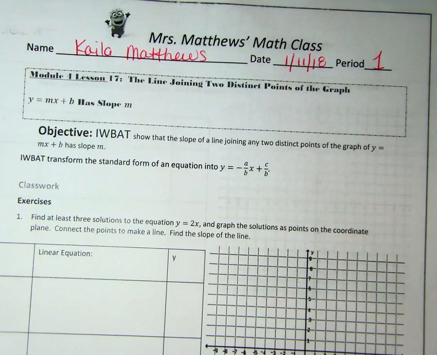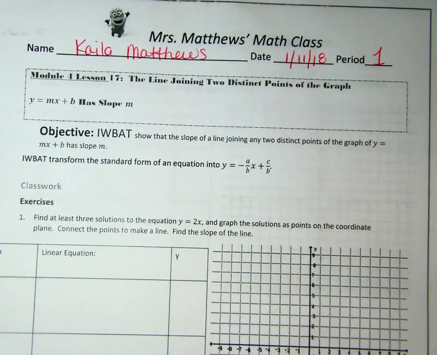Today we're going to be working on Module 4, Lesson 17. The line joining two distinct points of the graph y equals mx plus b has a slope of m. Make sure you have this paper in front of you, and then go ahead and scan our objectives for today.